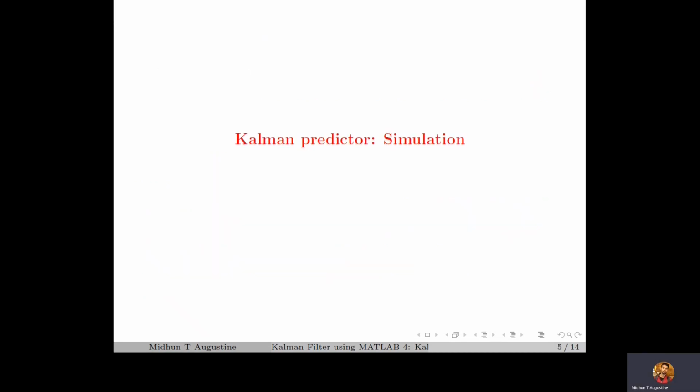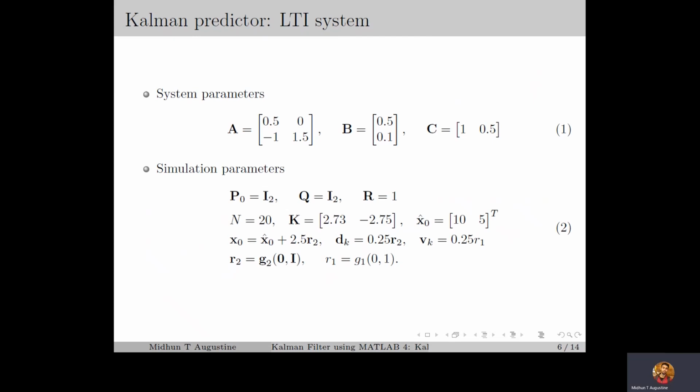Next, we move on to the simulation of the Kalman predictor, and we start with a linear time invariant system for which the system matrix, input matrix, and output matrix are chosen as in equation number 1. The simulation parameters are chosen as in equation number 2, in which we select the initial state x0, the disturbance dk, and the noise vk as random vectors.